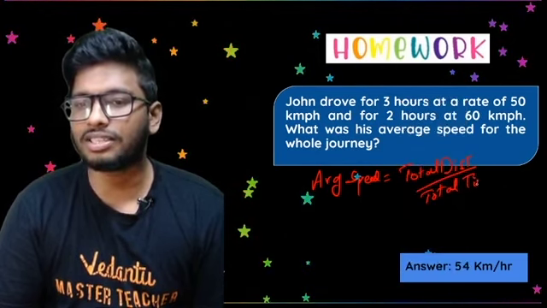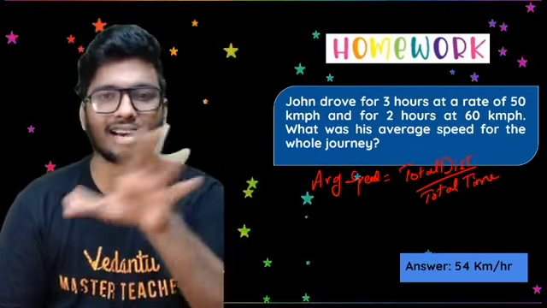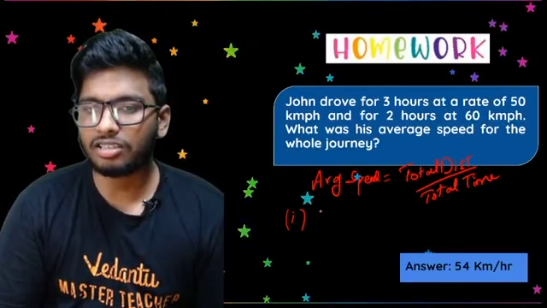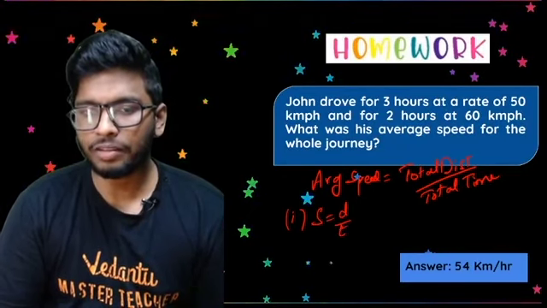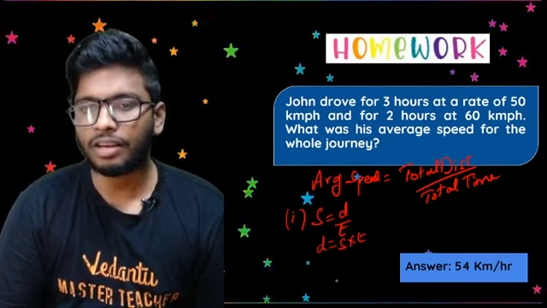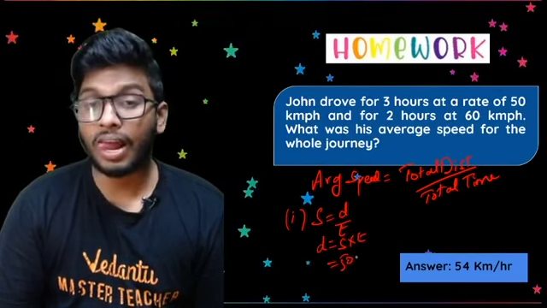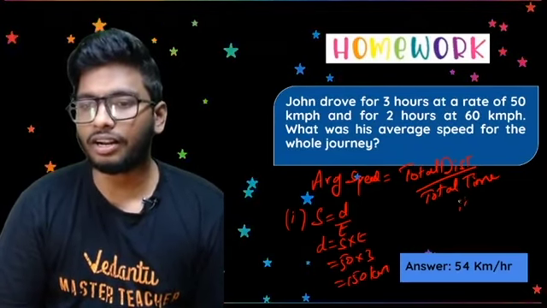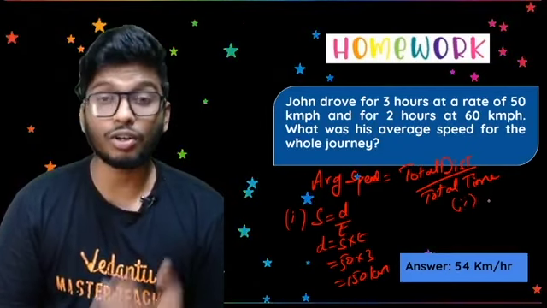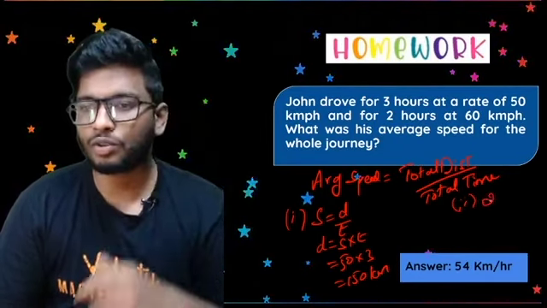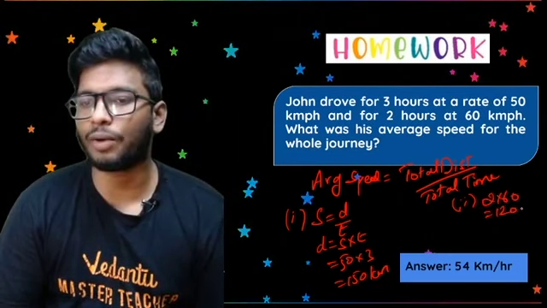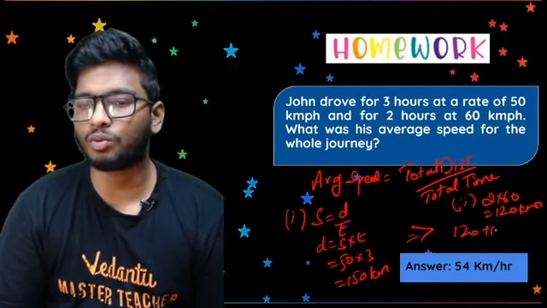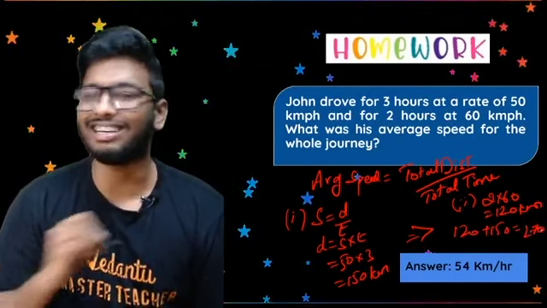So in this case, to find out the total distance, calculate them separately. The first case scenario where he drove for 3 hours: speed is equal to distance by time, so distance is equal to speed into time. The first one, speed is 50 km per hour, time is 3 hours, so that's 150 km. For the second one, he drove for 2 hours at 60 km per hour, so it's 2 into 60, that gives you 120 km. So total distance is basically 120 plus 150, so that's 270 km if I'm not wrong.